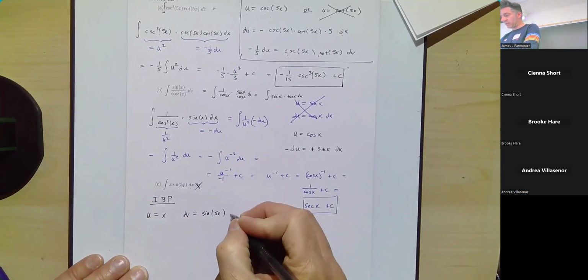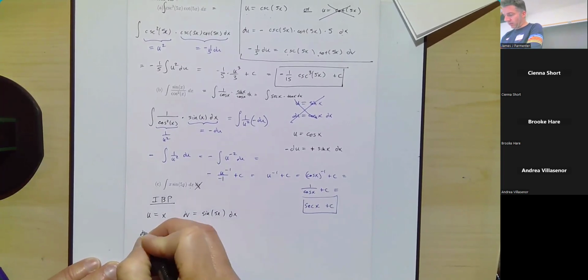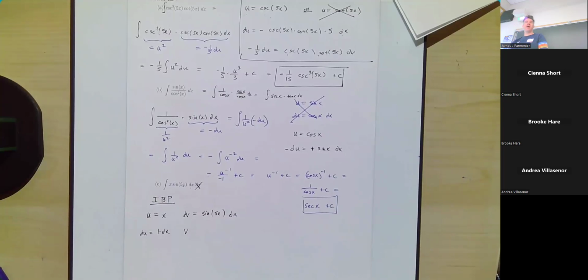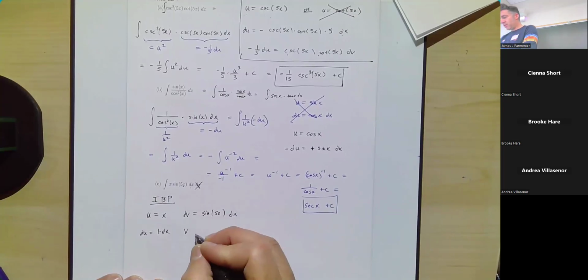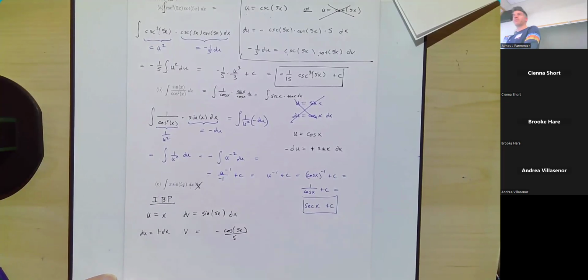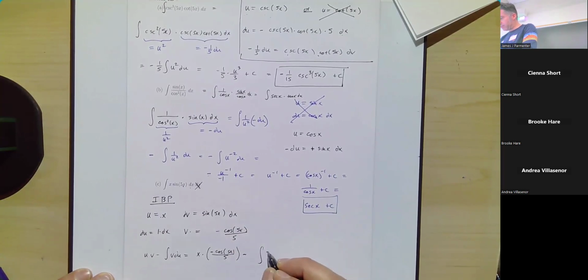Our dv is sine of 5x dx. The derivative of x is 1 times dx. Our antiderivative of sine of 5x is negative cosine of 5x divided by 5. Okay. Now we're going to use our formula. uv minus the integral of v du is equal to u times v. So x times negative cosine 5x over 5 minus the integral of v du.